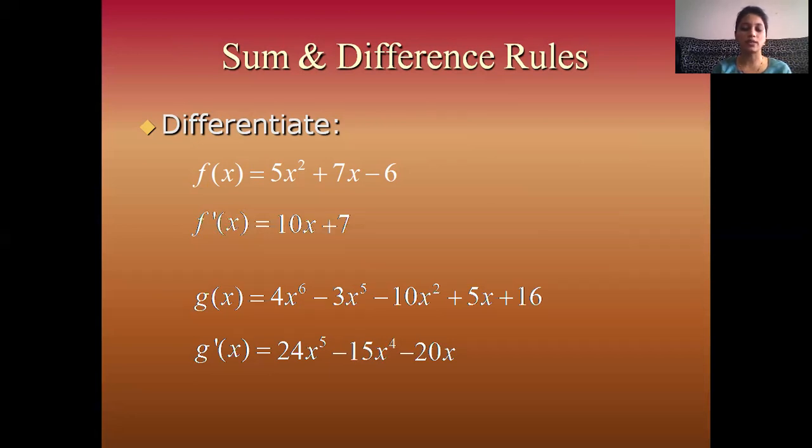10x square its derivative. 10 as it is. Apply derivative on x square. Derivative of x square using the power rule is the 2x. So 2 into 10 is the 20x plus 5x its derivative.